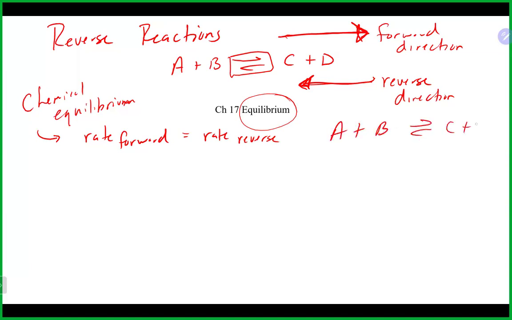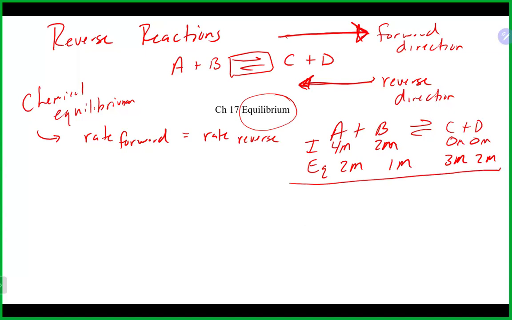So again, if we started with initially like 4 molar this guy, 2 molar this guy, and maybe nothing of our products in terms of molarity, when this reaches equilibrium, maybe we got 2 molar this guy, 1 molar this guy, 3 molar this guy, and maybe 2 molar this guy. And it will be able to basically just keep those concentrations. They won't continue to change because in reality they are changing, but as quick as they change one way, they come back the other way. And there's a net really of no change because the rates are equal to each other.